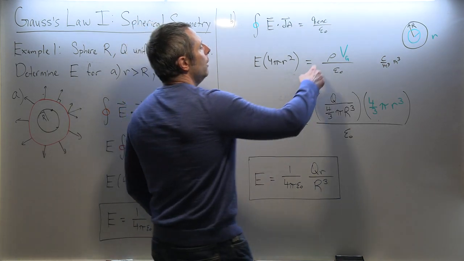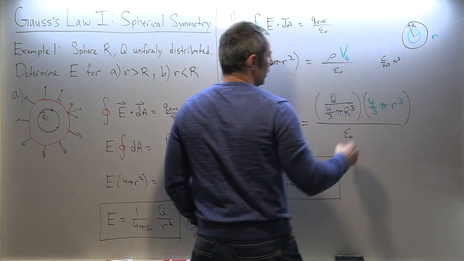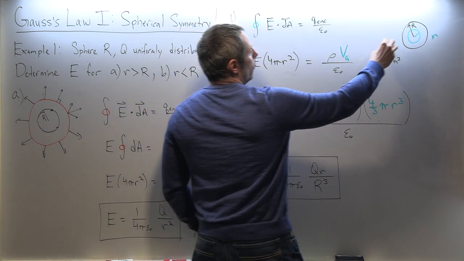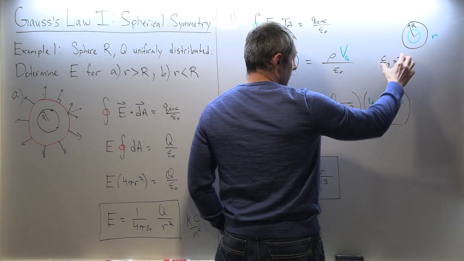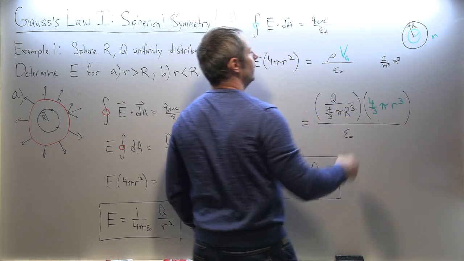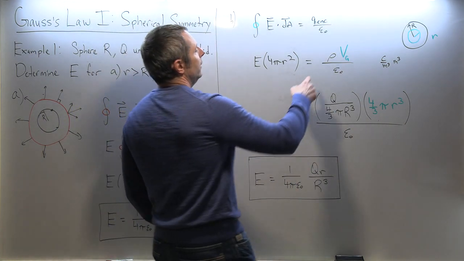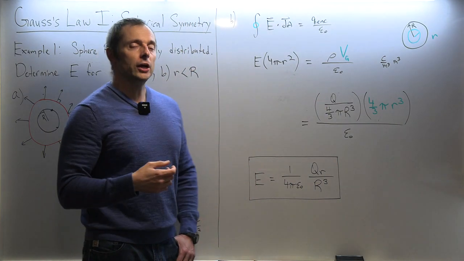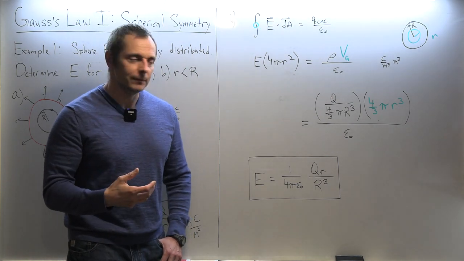So this is the coulombs per meter cubed, the density of the charge in our sphere, times the meter cubed, or in other words, the volume inside here. So coulombs per meter cubed times meter cubed will be the coulombs inside of our Gaussian surface. Next we need to figure out what this rho is right here. To figure out the charge density, you just do total charge over total volume.